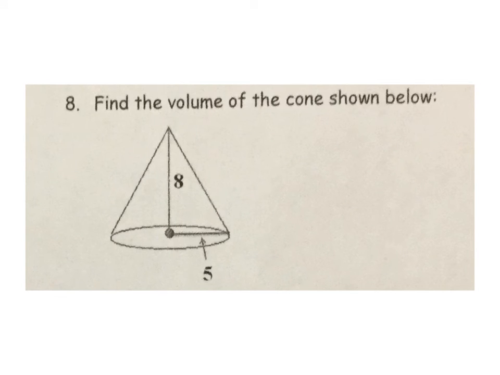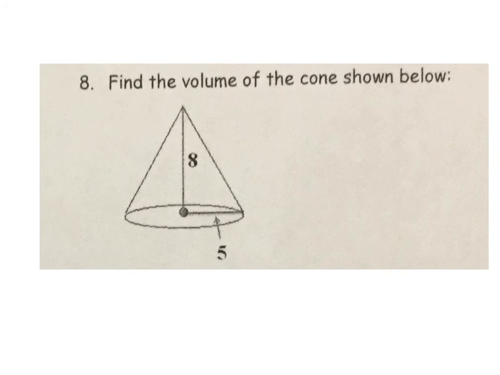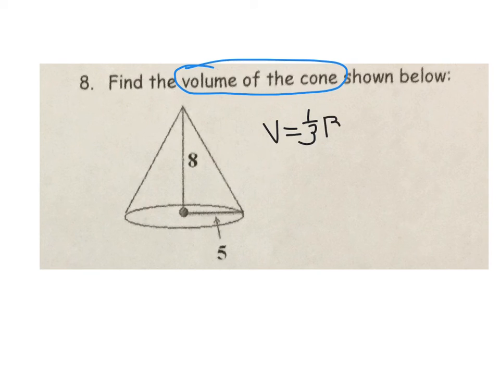Number 8 says to find the volume of the cone shown below. So we're looking for volume of the cone. A little bit different. Volume of a cone is kind of like a cylinder, but the only difference is it is 1/3 area of the base times the height. But we still also have to do the area of the base, which is pi times the radius squared. Alrighty. So just solve that for the cone.